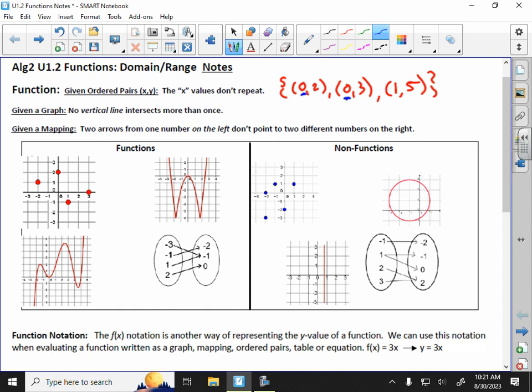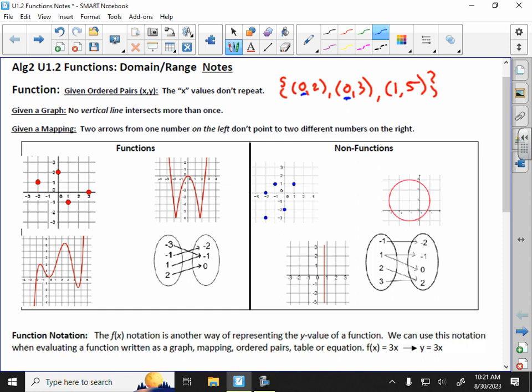Now if they give a function as a graph, we're looking at whether a vertical line will cross two or more points at the same time for each vertical line that we draw. If you can draw a vertical line and it intersects two or more points at any time, for any vertical line, then we say that is not a function.